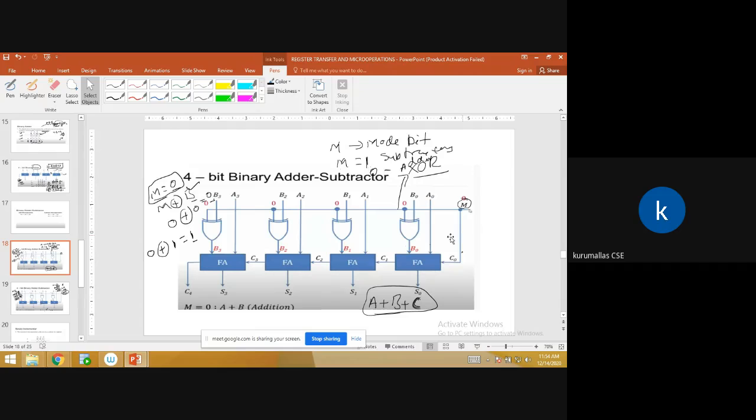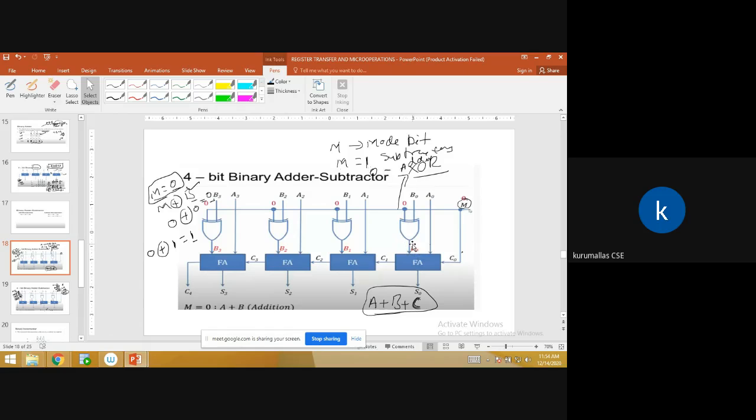m equal to 1, the mode bit is 1. It is acting as a subtractor. So if it is 1, the b value is 0, the output is 1. If you compare the b value with the initial input, if you take 0, the output is 1. If you take 1, the output is 0, which means the complement of b. In generalized terms, the complement of b, which means b bar.